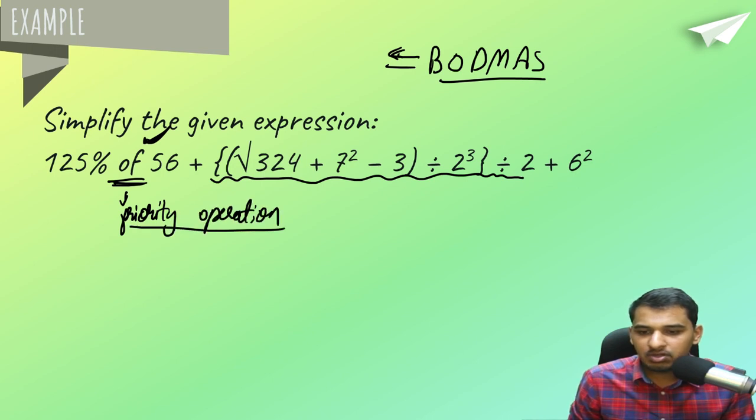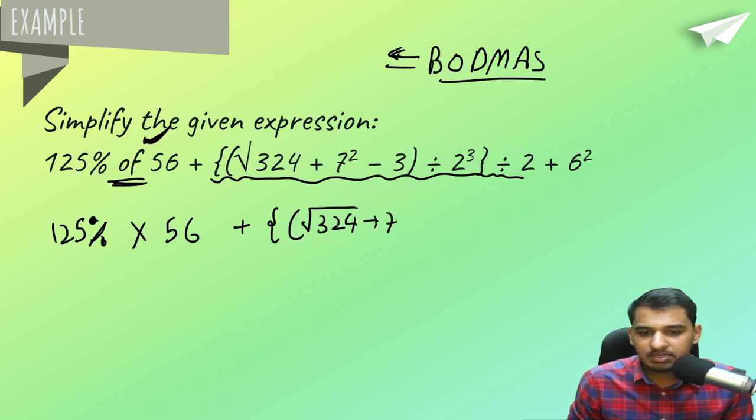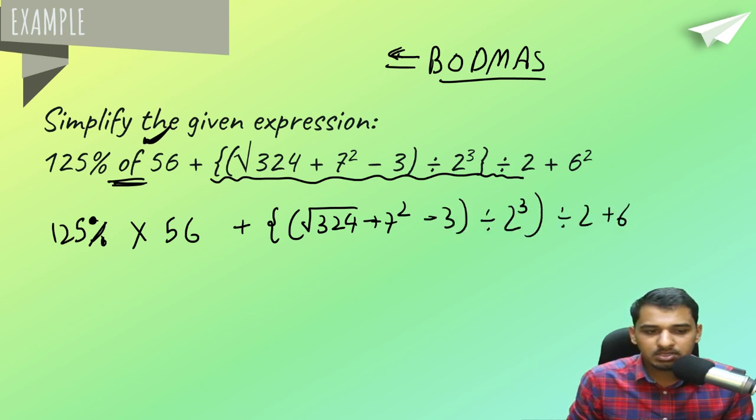Since this is a priority operation, it will be performed first. Okay, so let us perform it first. So 125% into 56 has been written here as 120, and then you can write other things as it is. Under root 324 plus 7 square minus 3, this 2 cube plus 6 square.